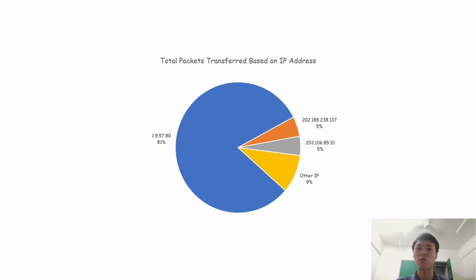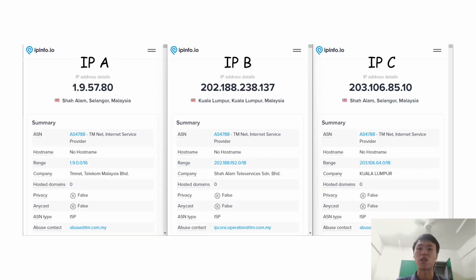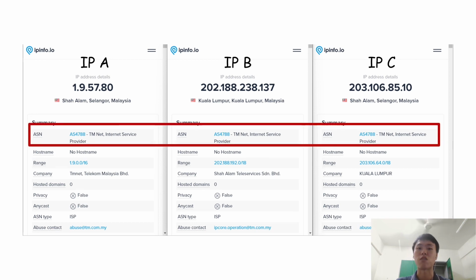Next, this is a chart for the percentage of packets transferred on each IP address with my device. These three IPs are the dominant IPs. Let's just call these IPs IP A, B, and C. After checking the info of these IPs from a website, all three belong to TMNet, an internet service provider from Malaysia.